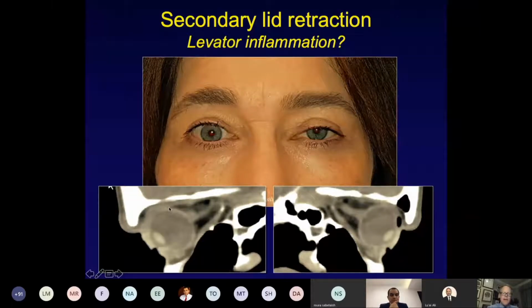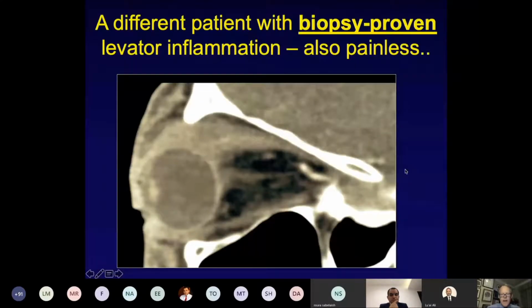And it reminded me of a patient that I had many years ago who had a similar story. I'll show you his picture next, if I can. Here's his picture. And you can see this gentleman also presented with a sort of painless fullness and a little bit of lid retraction and some swelling in the anterior levator. And I took him to a biopsy, and it showed idiopathic orbital inflammation.